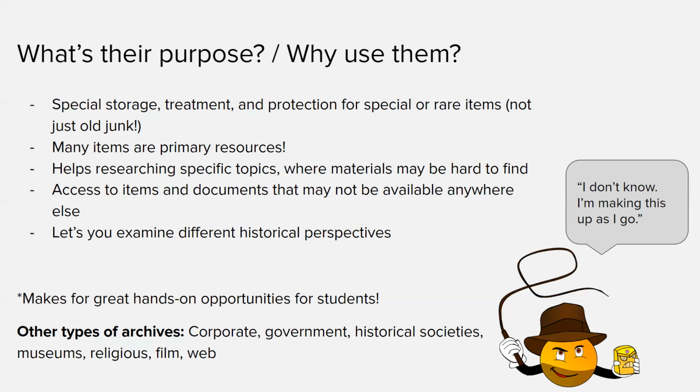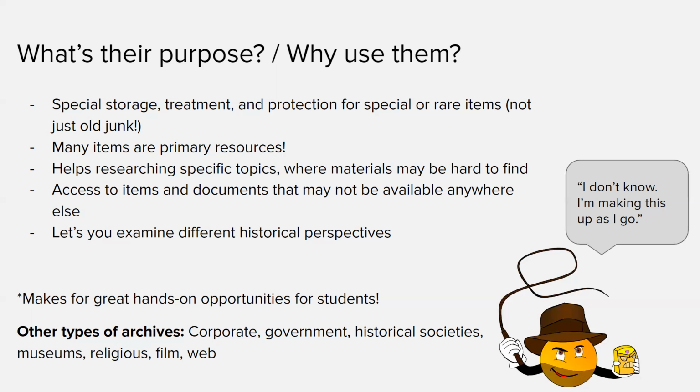Many of the items are primary resources in most archives, and so those are really great for conducting research or doing any kind of project that would require primary resources. Primary resources provide direct evidence from a specific time period, so they can be a very cool source to get information from. Archives also help with researching specific topics where materials may be hard to find. So if you're having trouble finding materials on a very specific topic, an archive might have some materials that specialize in that topic. And so that's where you might get most of your items from.